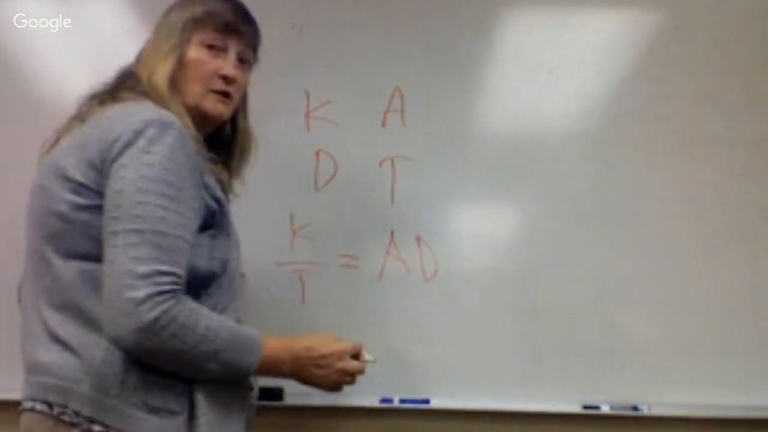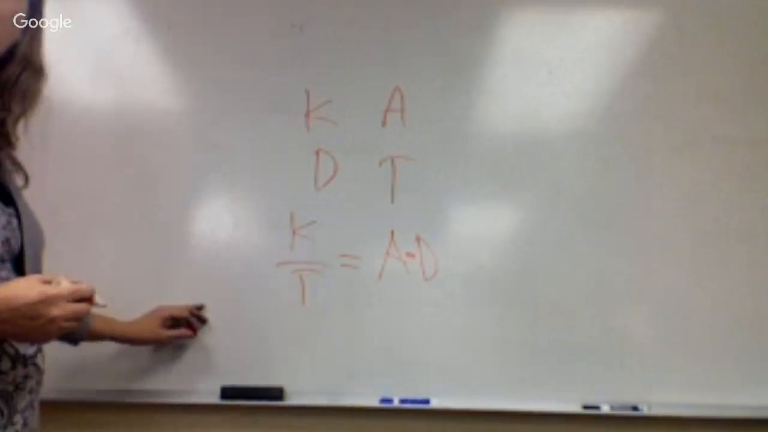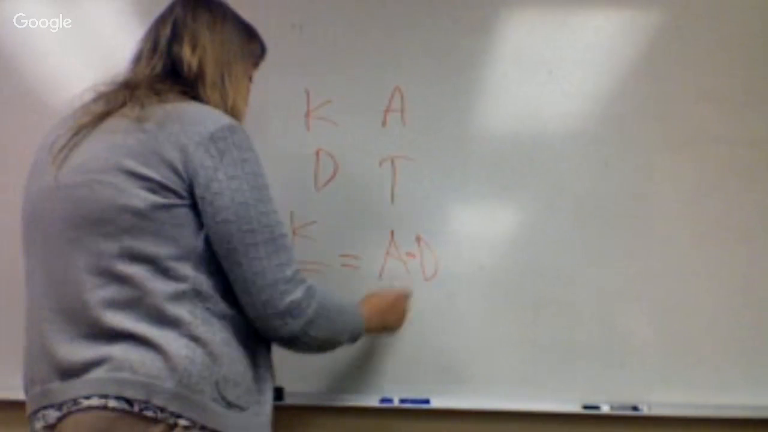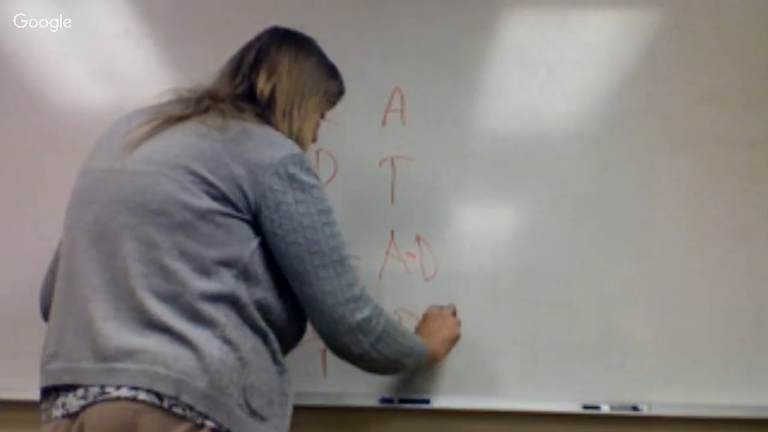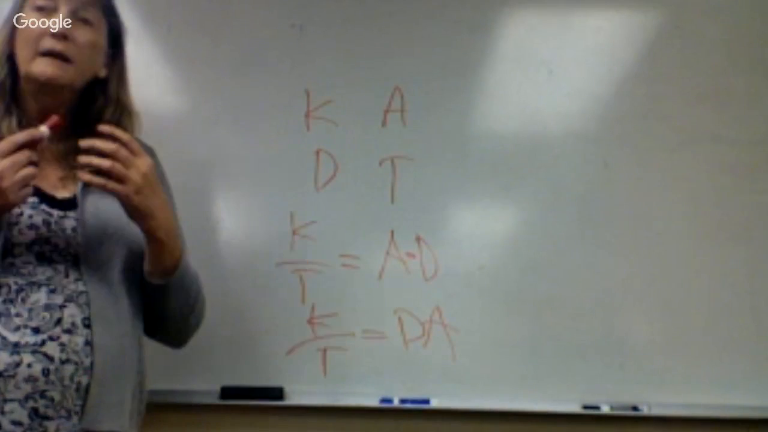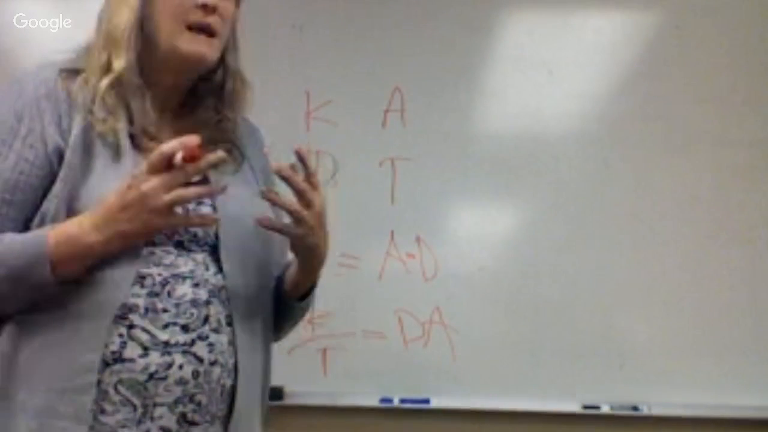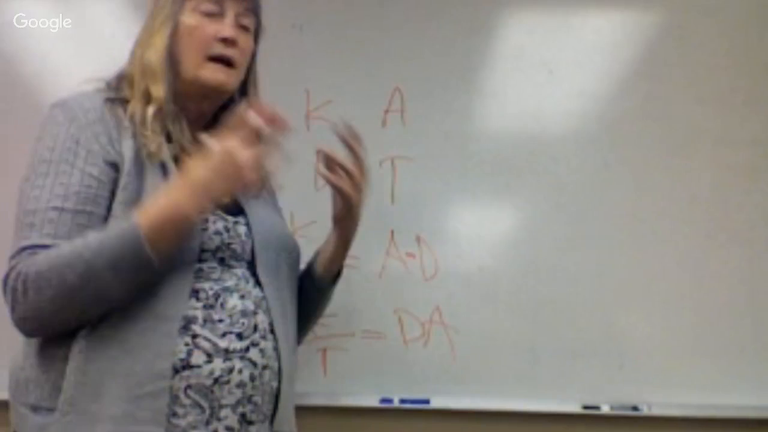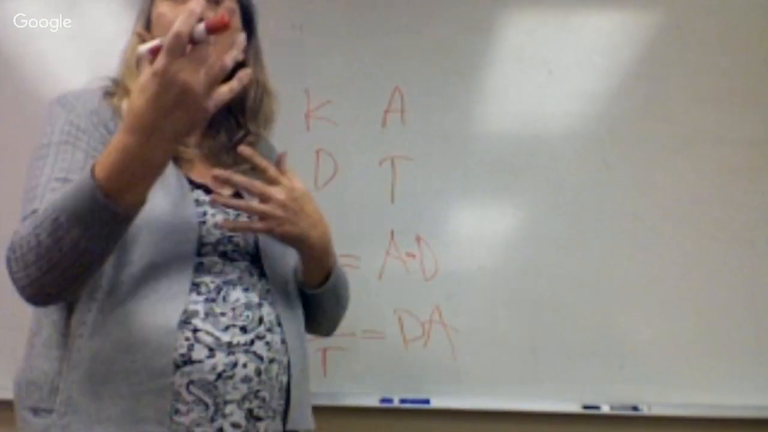But then here's the interesting part, because it's not a math equation, the order makes a difference. So it's not just over AD. Here's another equation that is different, K over T equals DA, okay? Because motivation is not the same if you think about point A and then think about point B, as if you think about point B and then think about point A.